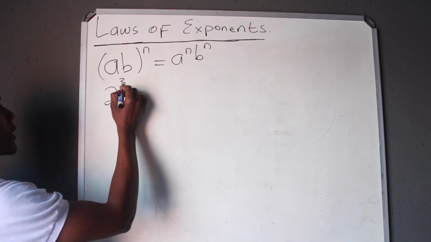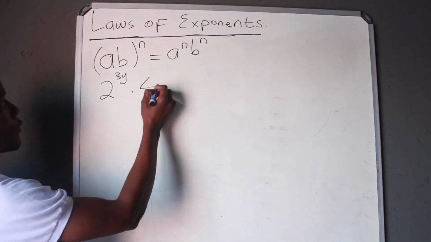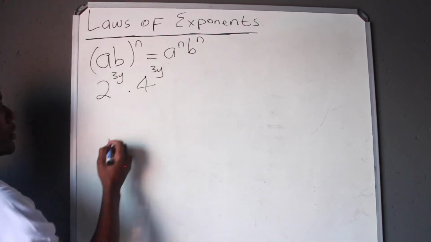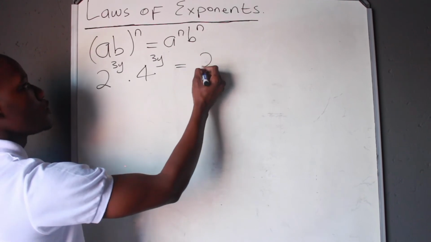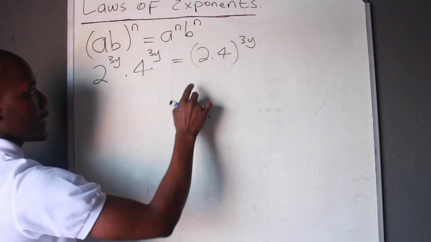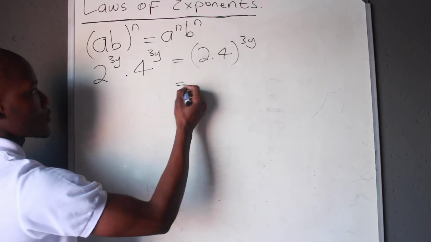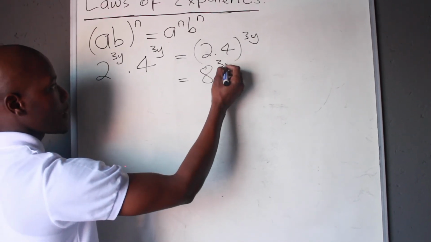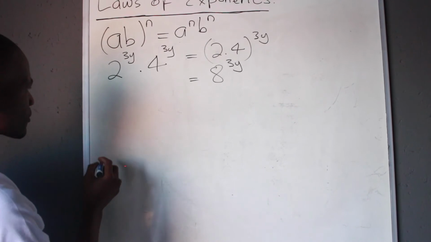2 to the power 3y multiplied by 4 to the power 3y is going to be 2 times 4 all raised to the power 3y. And 2 times 4 is 8. So it's 8 to the power 3y.